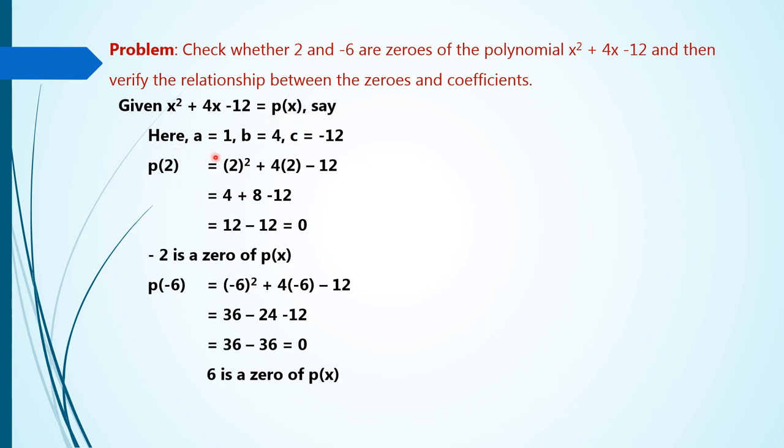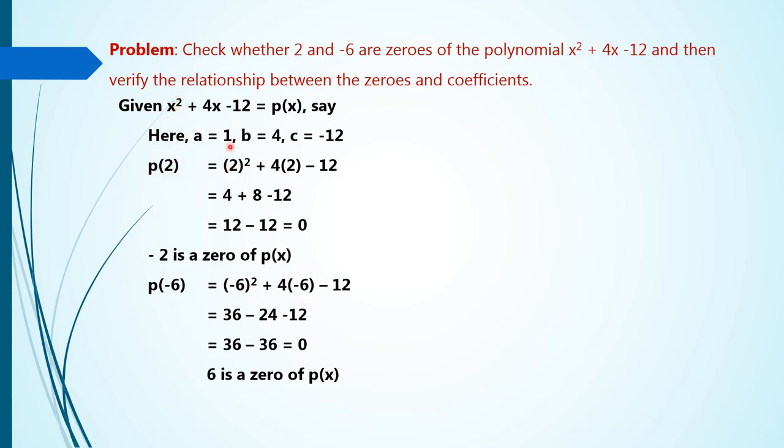Now here first mention the values of a, b, c. a is the coefficient of x square, that is 1, b is the coefficient of x, that is 4, and c is the constant term, that is minus 12. First I will verify whether the number 2 is a zero of p of x or not. For that I have to calculate p of 2. Replace x by 2; by writing the number 2 in place of x, we will get p of 2.